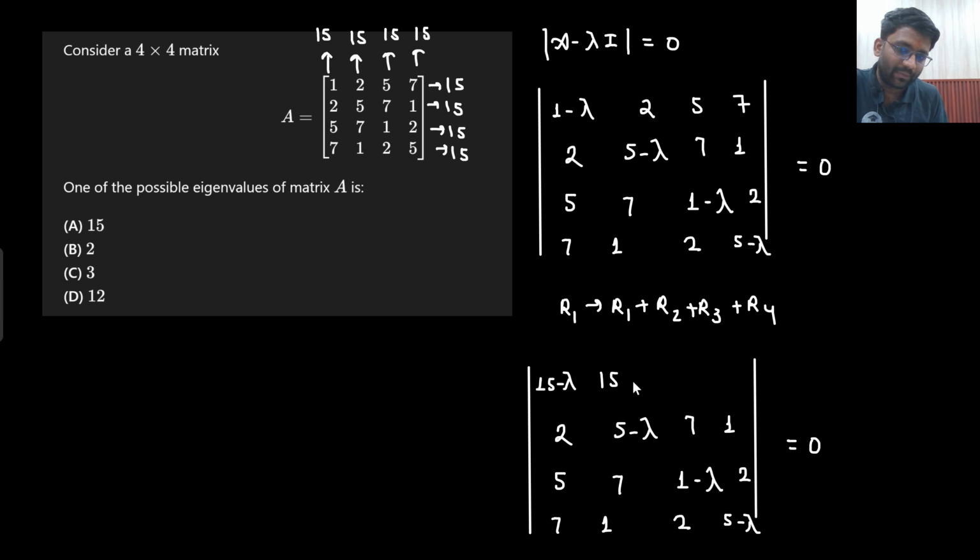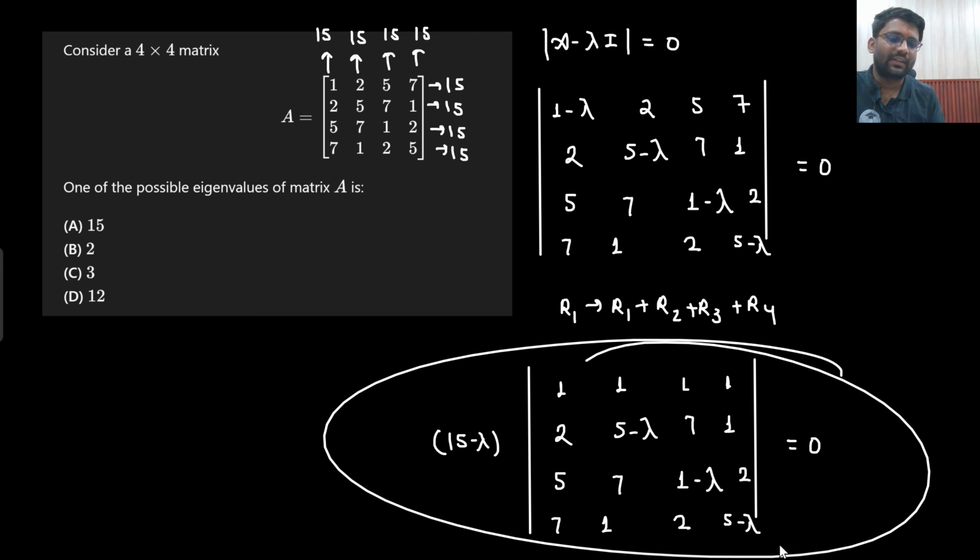This will also become 15 minus lambda, and this, and this as well. You know that the row-wise common factor I can take. 15 minus lambda I can take outside, and here I will get 1, 1, 1, 1. So basically this is the scenario I am getting.